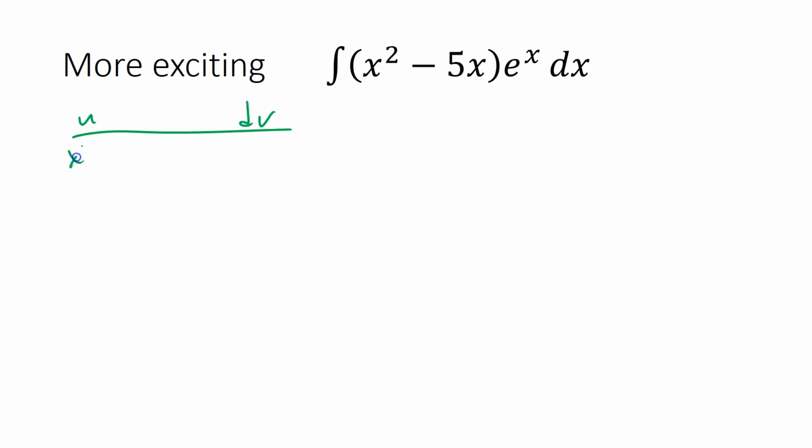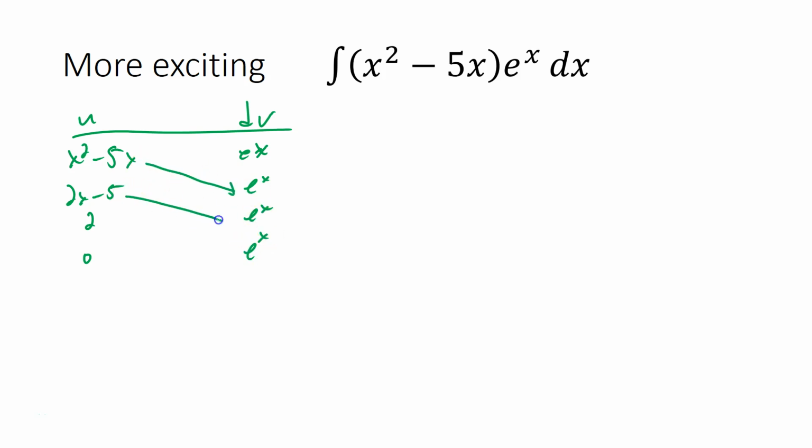So u is going to be x squared minus 5x. Then the derivative of that is 2x minus 5. Derivative of that is just 2, and the derivative of that is 0. We have e to the x over here, and if we integrate that, we're just going to have e to the x all the way down. E to the x.